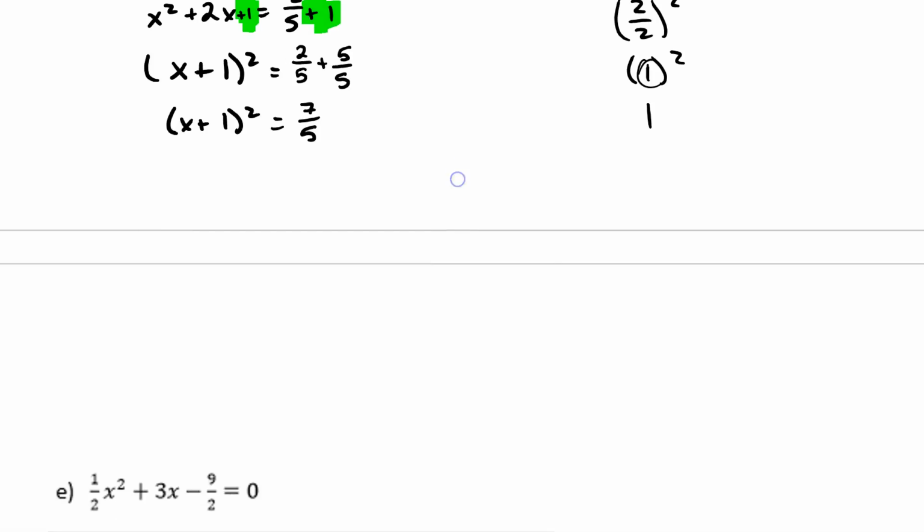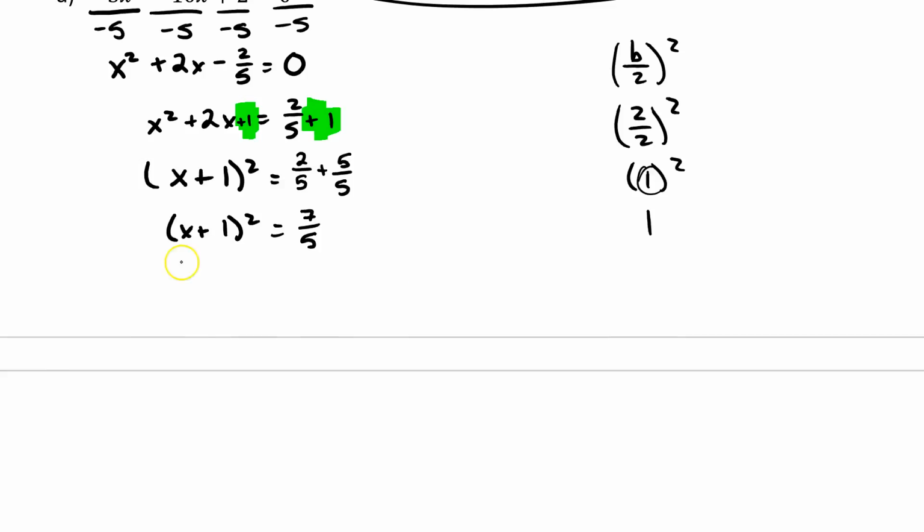I'm going to take the square root of both of those sides. So I'm going to get x plus 1 equals the positive square root of 7 over 5 and negative square root of 7 over 5. And we're going to subtract 1 from both sides. So x equals -1 plus or minus the square root of 7 over 5. And if I went too fast with that, feel free to watch it a couple of times or pause when things get a little hairy so that you can catch up.